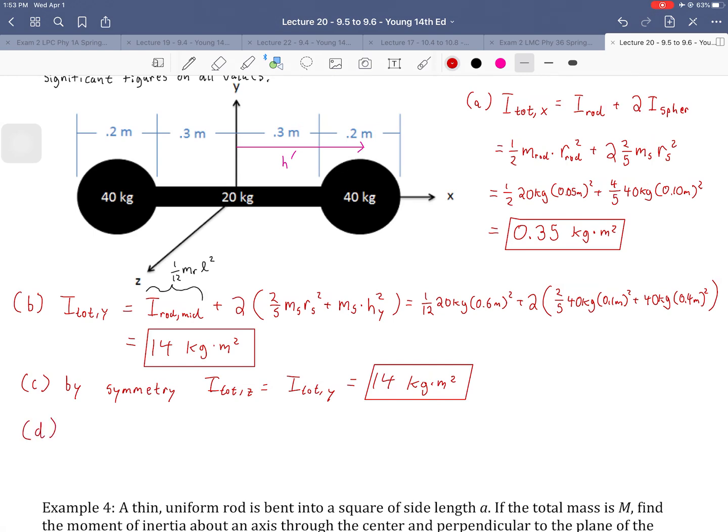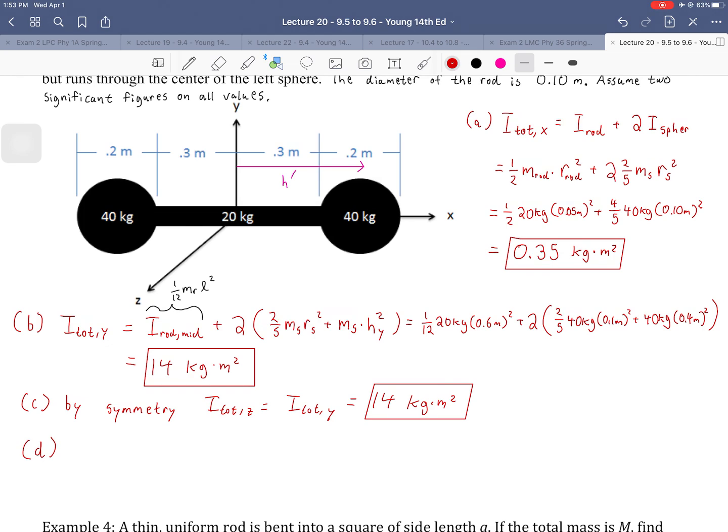Then finally in part D, we're going to talk about a new axis, an alternative y-axis that runs through the center of the left sphere. Okay, so I will go ahead and label such an axis. All right, we'll do something like this. Have it point straight up.